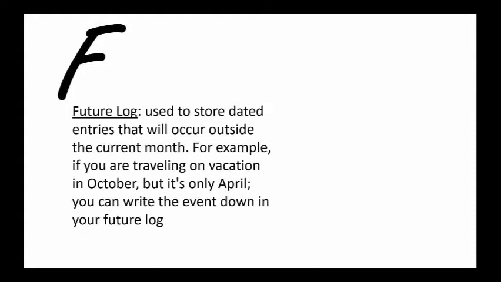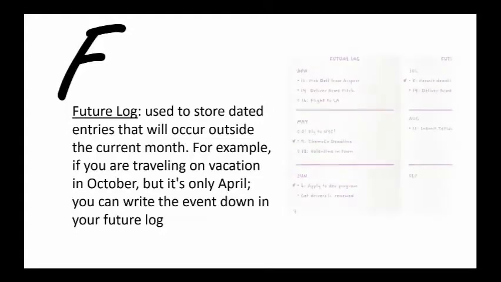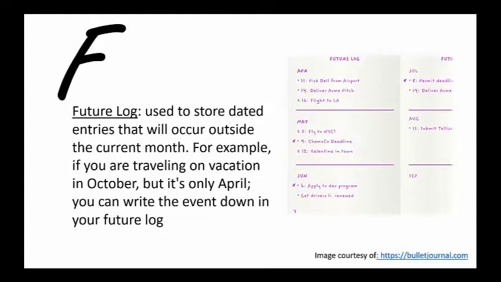So for example, if you were traveling on vacation in October, but it's only April, you could write it down in your future log. This is what it looks like. You can plan as far in advance as you want. Some people use the future log to track things like upcoming appointments or important deadlines, that sort of thing. But it's completely up to you.